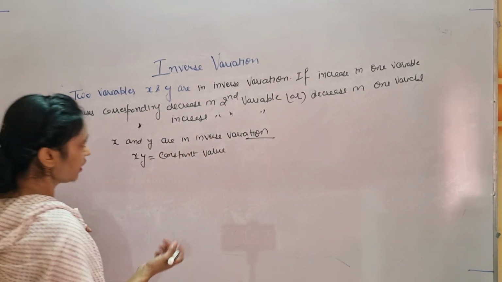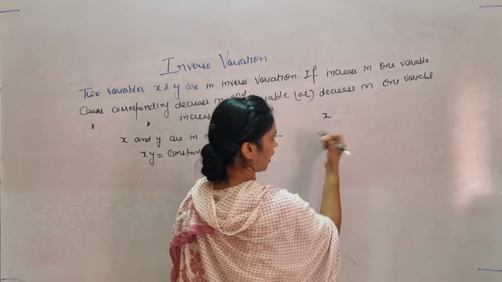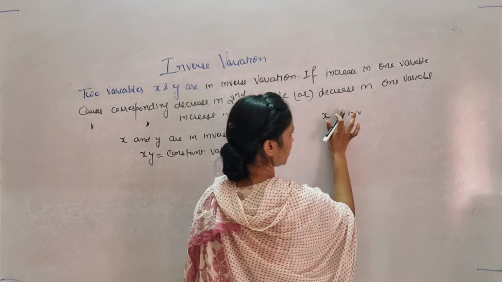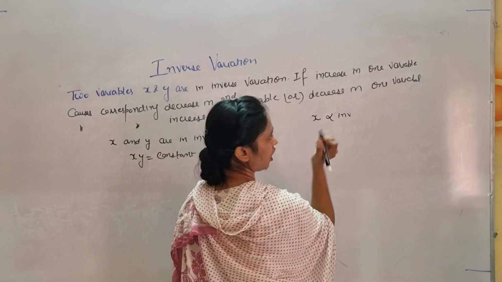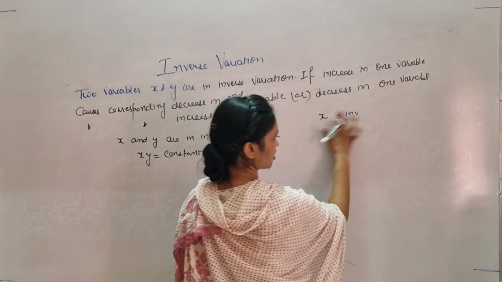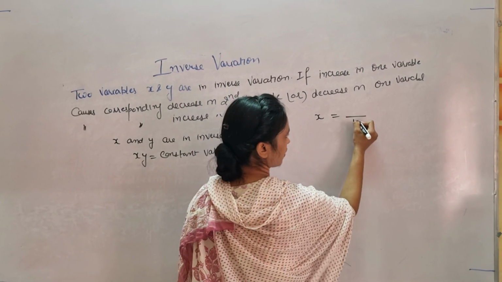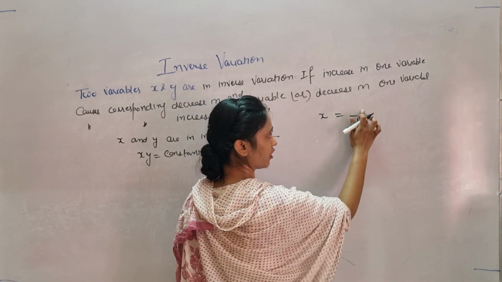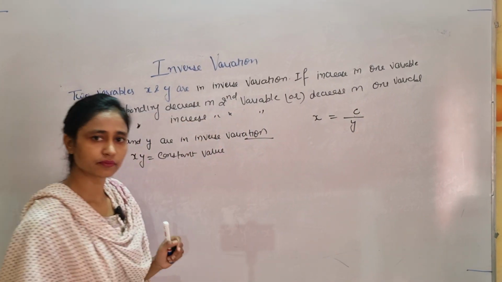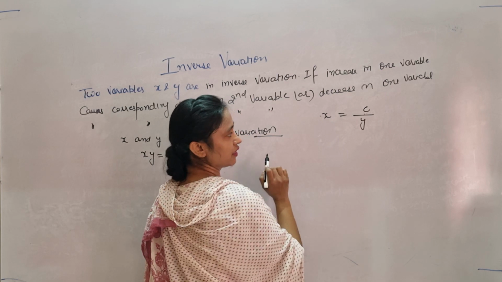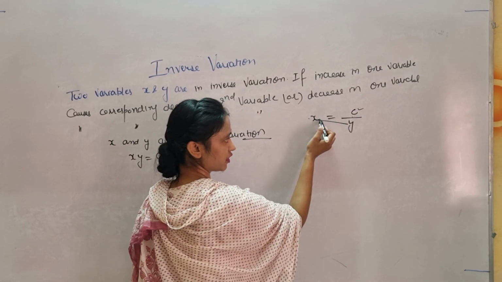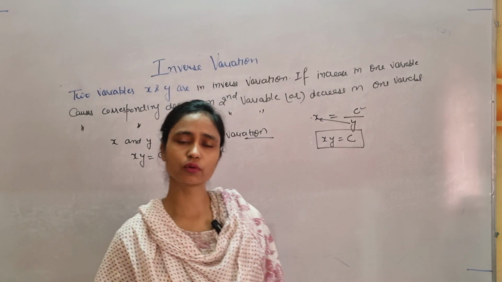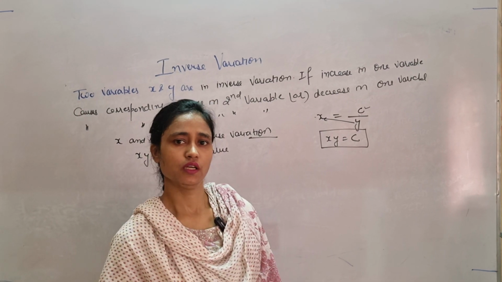Okay, x and y are in inverse variation means x is inversely proportional to y. This is the symbol of a higher class, you will not understand it yet. It means x is inverse of y. Here it should not always be one, here can be any constant. One is inverse of the other. If you shift this to the other side, it means xy is equal to c. If their multiplication is giving you the same constant, you will say that these two variables are in inverse relation.